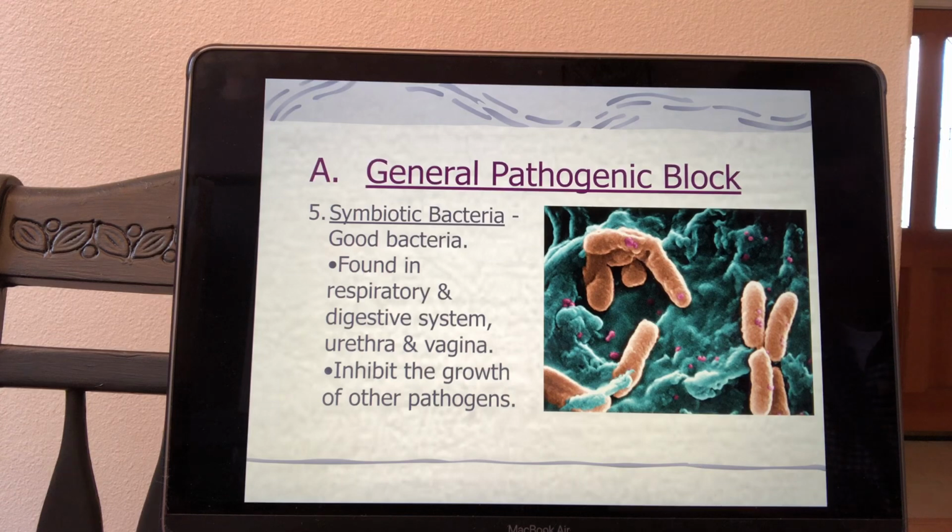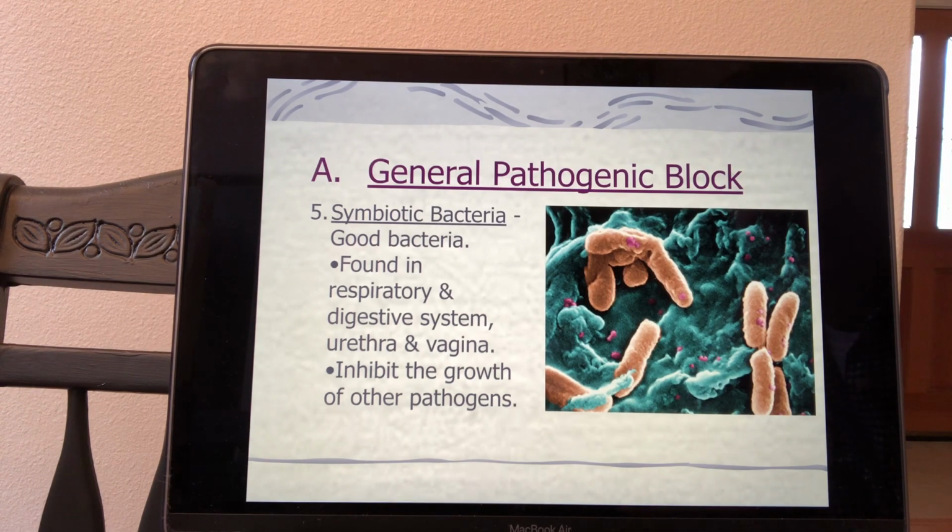Our bodies are covered with these good bacteria. It's kind of a win-win relationship. We give them a nice house to live in, and in return, they fight off other types of bad bacteria. Symbiotic bacteria, as I mentioned, are commonly found in the respiratory and digestive systems, the urethra and the vagina, and they inhibit the growth of other pathogens.